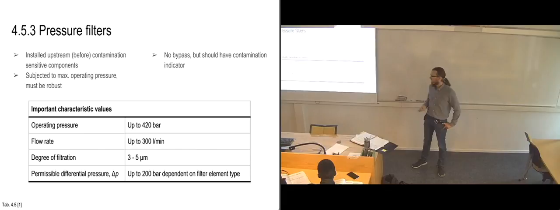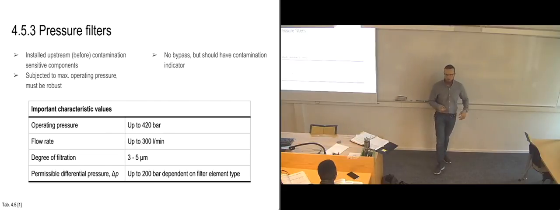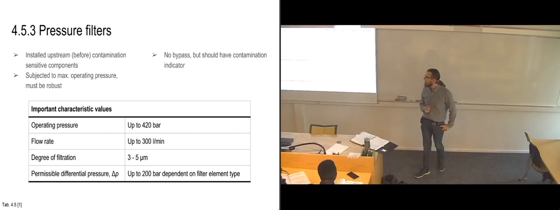And they can have a differential pressure up to 200 bars, but again, dependent on filter element type. And that's been the case for all of the elements that we've looked at: the permissible differential pressure depends on how the filter element has been built, how much differential pressure it can take.